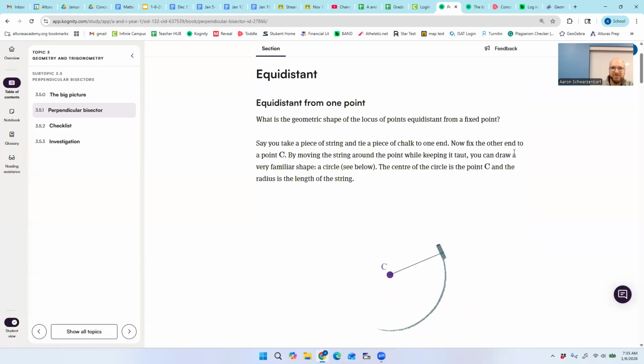So, equidistant from 1 point. Well, the key shape that is always equidistant is the circle. And they're showing us effectively a very old style of compass here, a string that keeps a consistent distance from a single point, a circle being a shape that is known as its definition is a set of points equal distance from a single point.